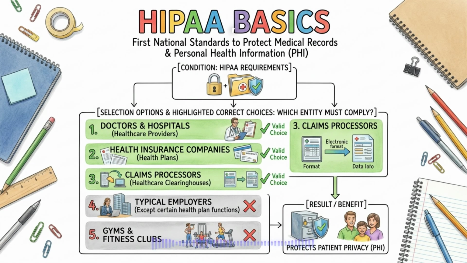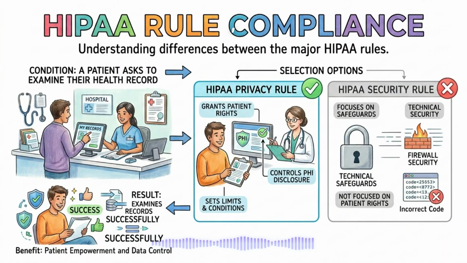anyone they wanted. For your exam, you must understand that HIPAA applies to covered entities, which include healthcare providers, health plans, and healthcare clearinghouses that transmit information electronically. Within HIPAA, there are two major rules you must clearly distinguish, which are the privacy rule and the security rule.